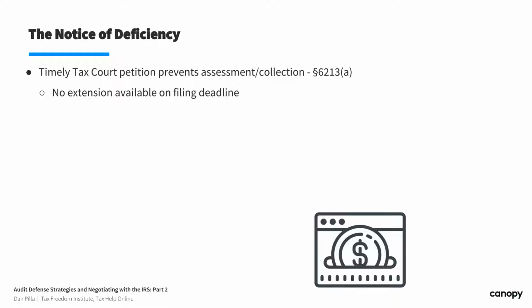This date for filing a petition is fixed by law. It's 90 days. The IRS can't extend it. You can't extend it. You have to get the petition filed within that time. And a timely petition is a prerequisite to Tax Court jurisdiction. So if you don't get it filed, you default. The IRS will assess the tax, and now they can collect it because you defaulted on the notice of deficiency.